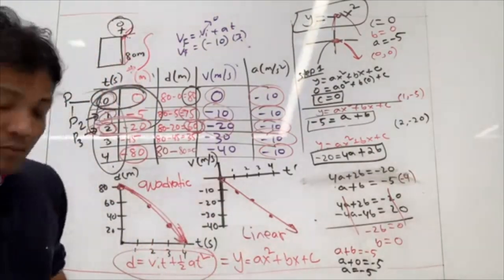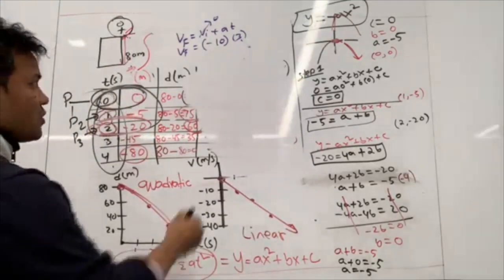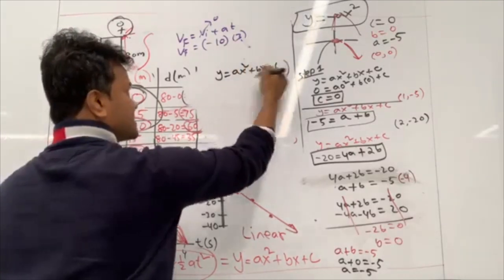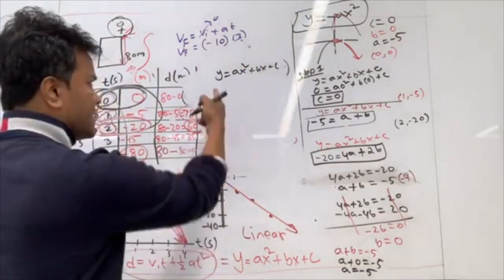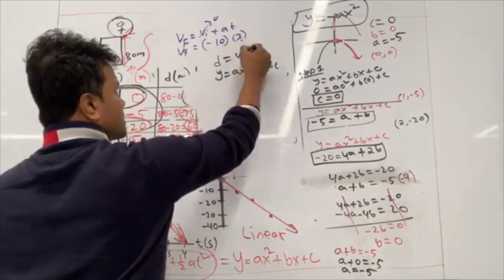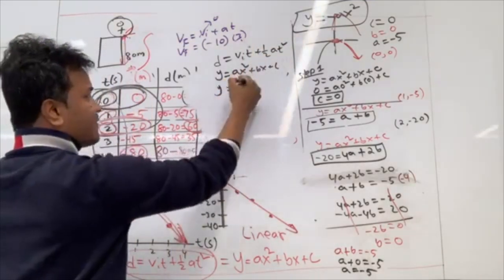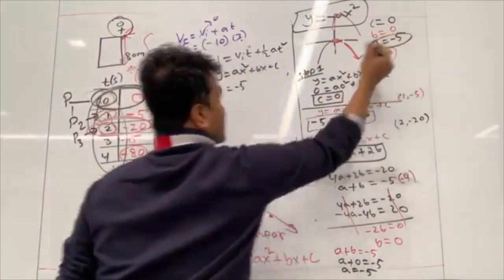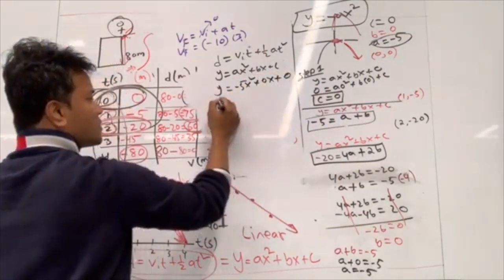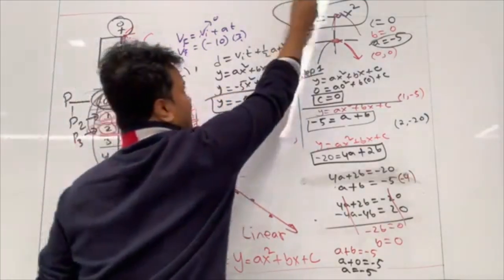We're going to write the formula, and I'm going to write it here. The formula is y is equal to ax squared plus bx plus c. This is the second degree polynomial, and we said that this one is equal to this one. Okay, so let's see how. a is negative 5, x squared plus b is 0 and c is 0. So y is negative 5x squared, and that's what we said in the beginning.